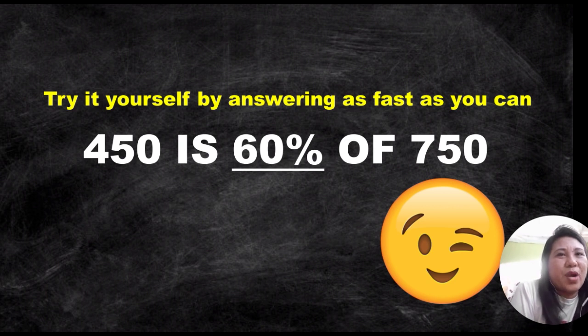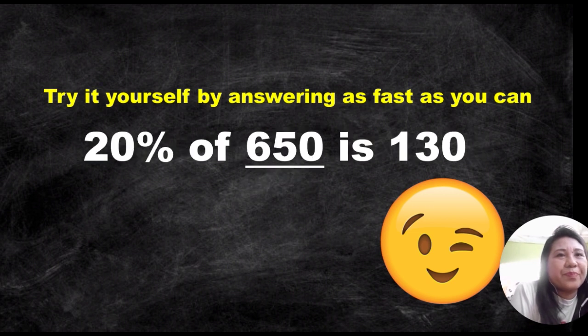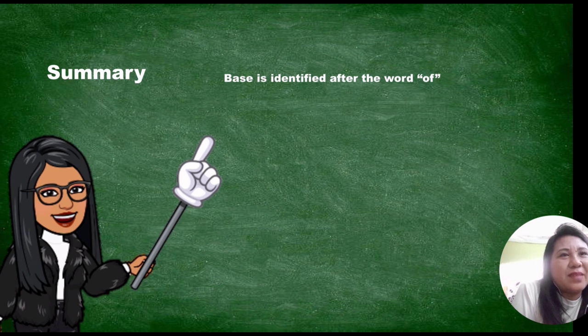Another. 450 is 60% of 750. The underlined digit is 60%. What is 60%? Very good. Rate. 60% is your rate. 20% of 650 is 130. The underlined number is 650. So what is 650? Very good. That is your base. So did you learn something today?